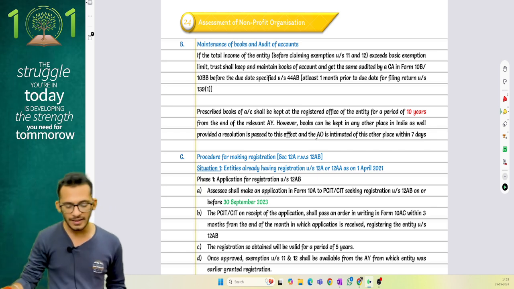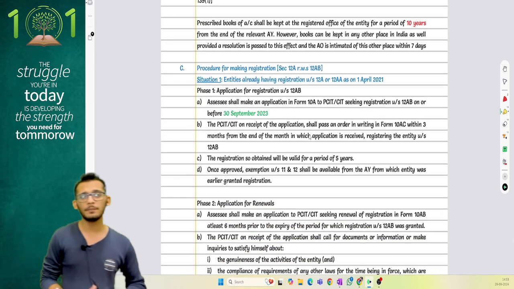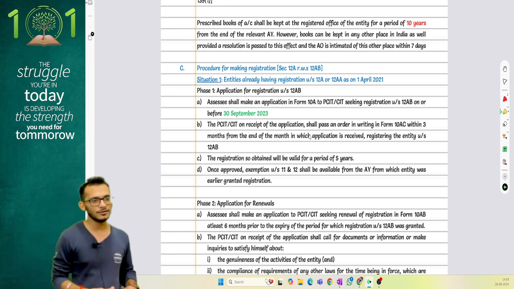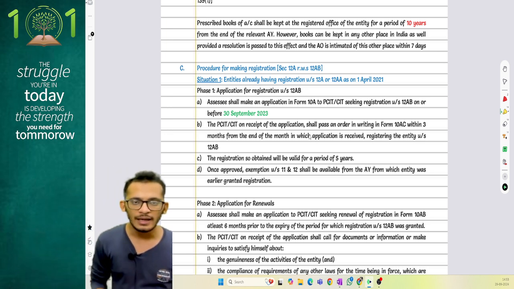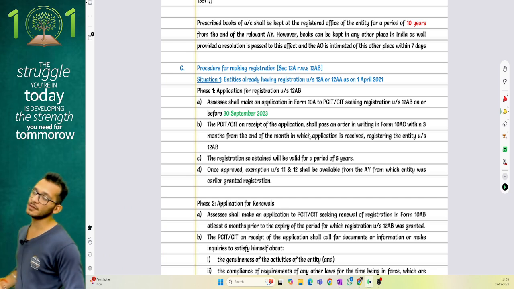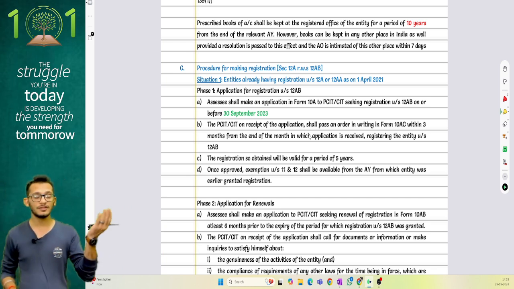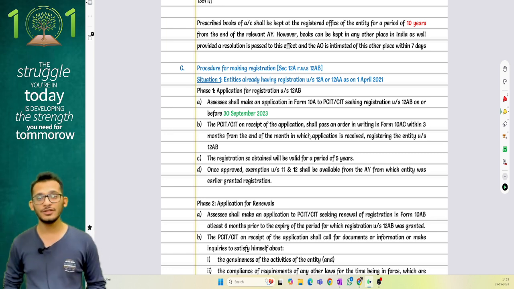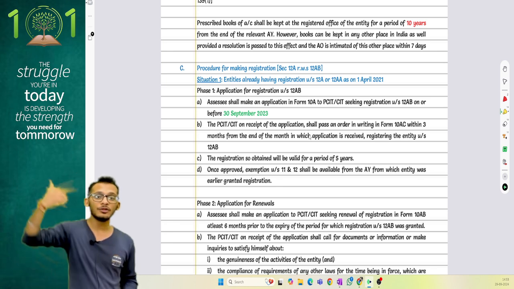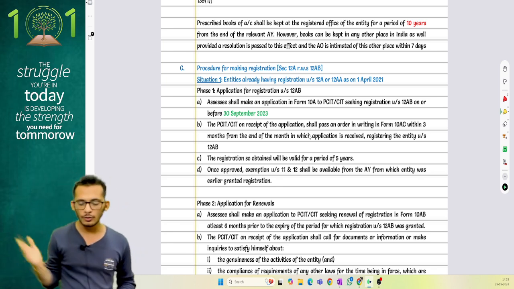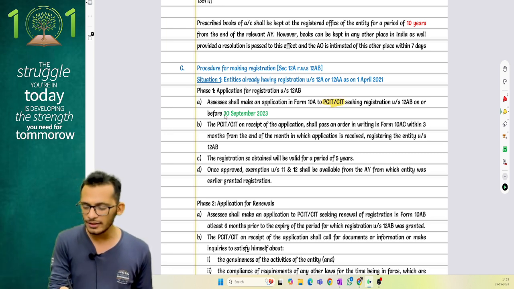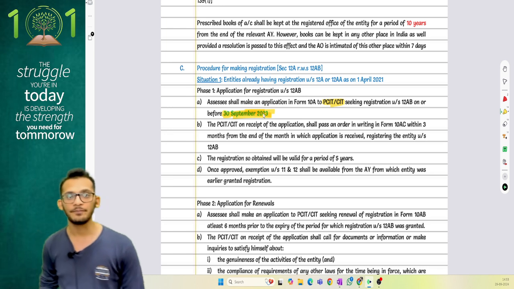Yes. Point number 3 talks about how you procedurally register yourself as a charitable organization. Income tax says if you were already registered as a charitable organization under section 12AA, we have now introduced a new section called 12AB, and therefore you will have to renew your registration under 12AB. How will you do that? You will have to go to the PCIT or CIT and request him, by making an application under the new section 12AB on or before the 30th September 2023.